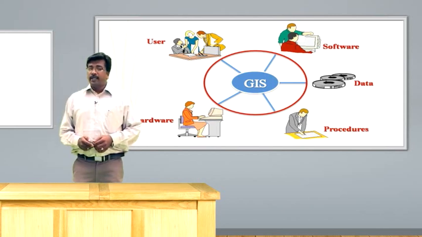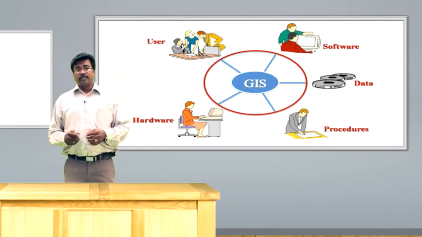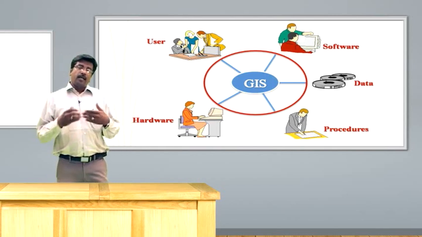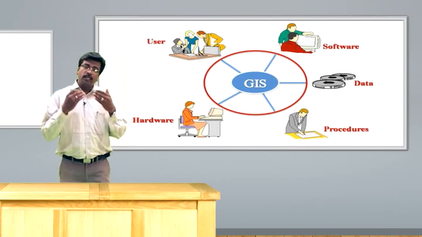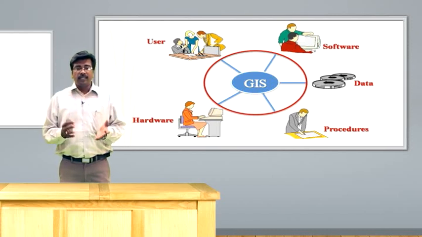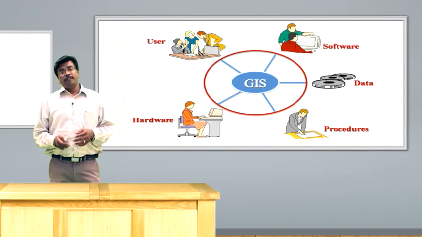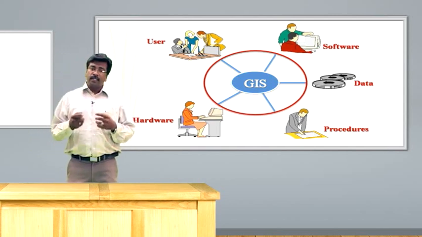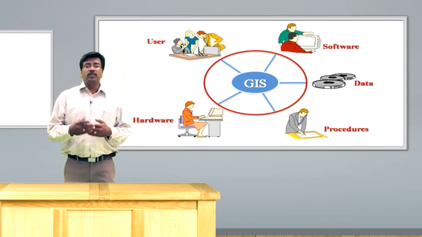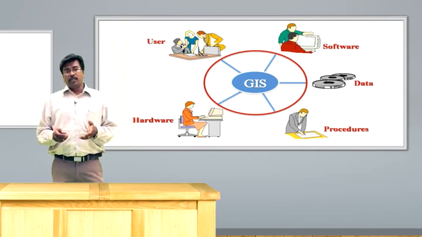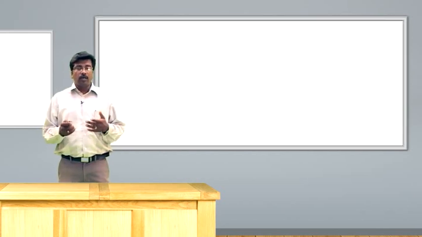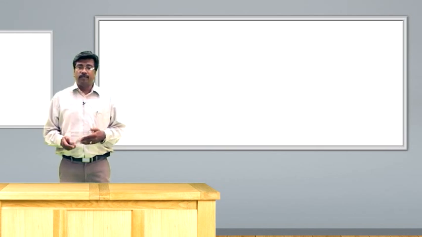So the fourth component is the user. The user is the ultimate user of all the information, so based on the user needs, all these GIS components work. And the fifth one is the procedures or methods that come with the software or the tools that can be used by the user in order to interpret or manipulate the data that we have.